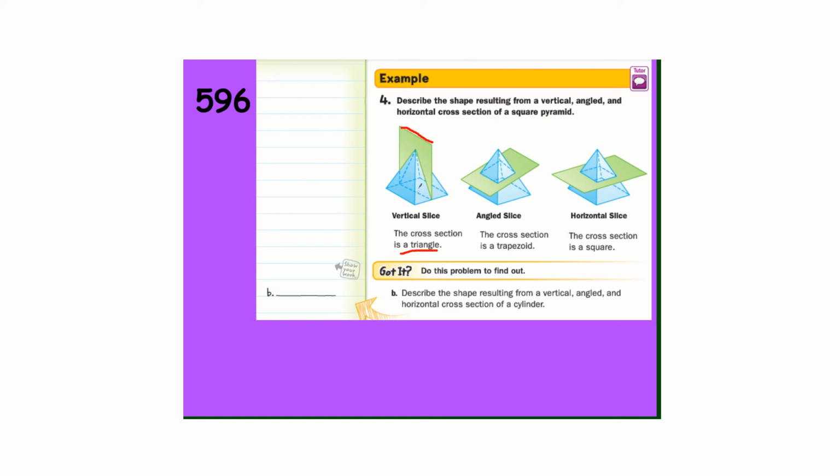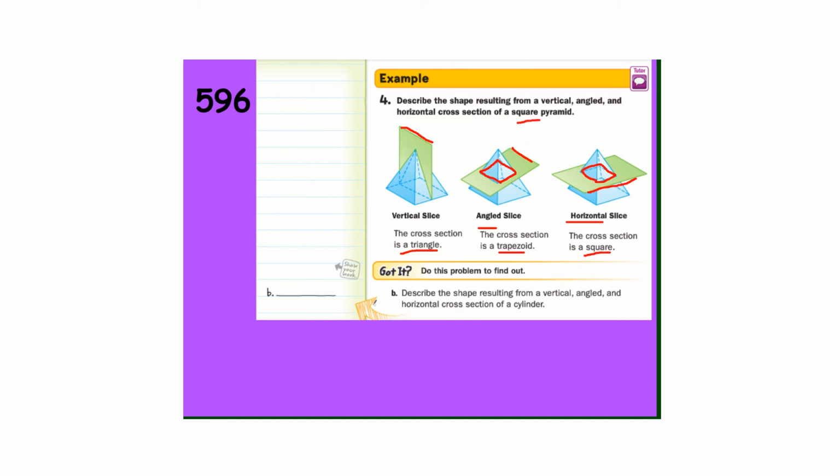If you had the same pyramid, and you angled this plane, look what you see inside. Okay, what shape is that? It's a trapezoid. If you laid this piece of paper flat, not angled, okay, flat horizontally, what would be on this piece of paper? The book says square. I would call it a rectangle actually, but this says square pyramid, so it actually is a square.